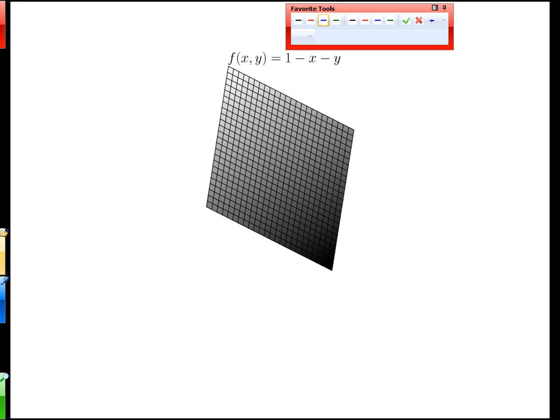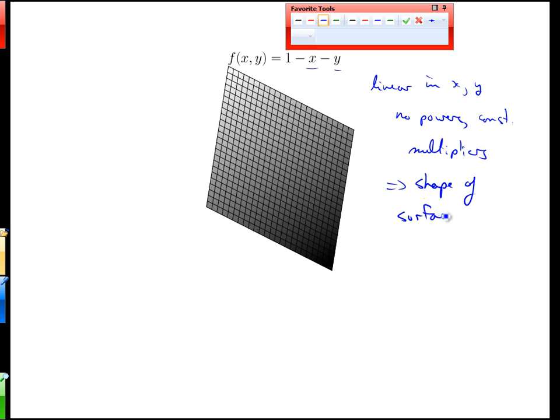All right, moving right along. Here's another example. This one's a little less interesting in some sense. It goes back to one of the earlier rules I mentioned that we had not seen yet. But this is linear in x and y. Notice there's no powers. Just constant multipliers. And that means that the shape of the surface is a plane.